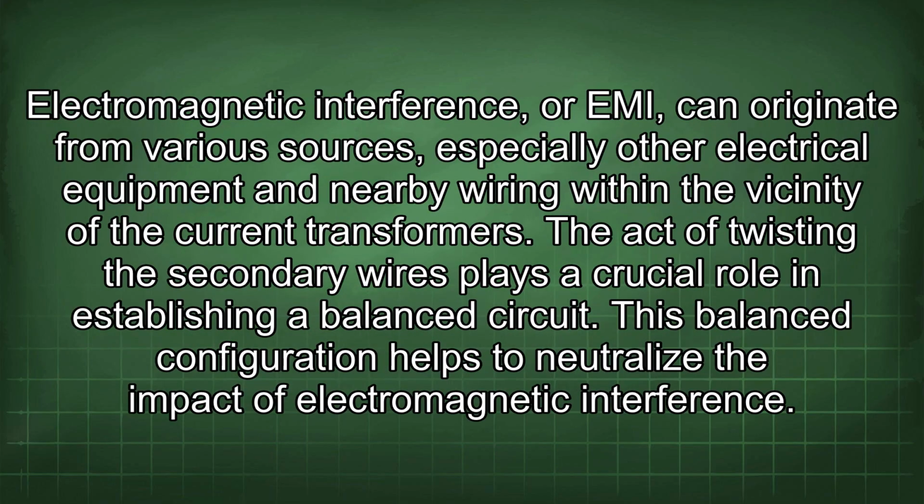Electromagnetic interference, or EMI, can originate from various sources, especially other electrical equipment and nearby wiring within the vicinity of the current transformers. The act of twisting the secondary wires plays a crucial role in establishing a balanced circuit. This balanced configuration helps to neutralize the impact of electromagnetic interference.